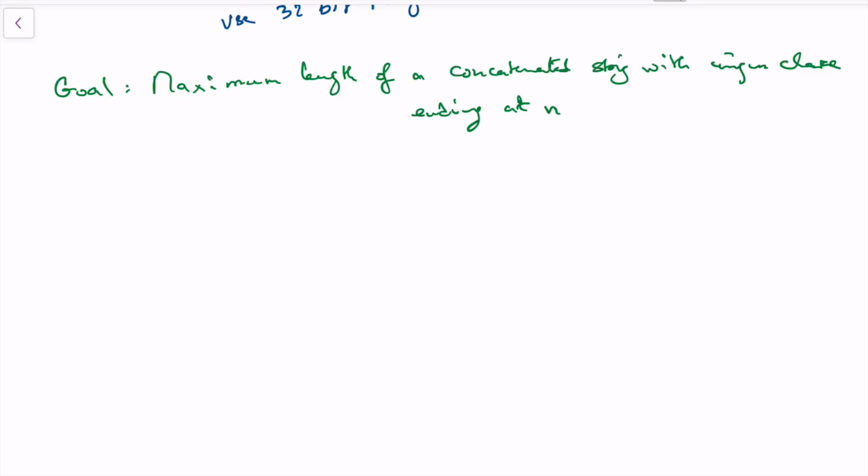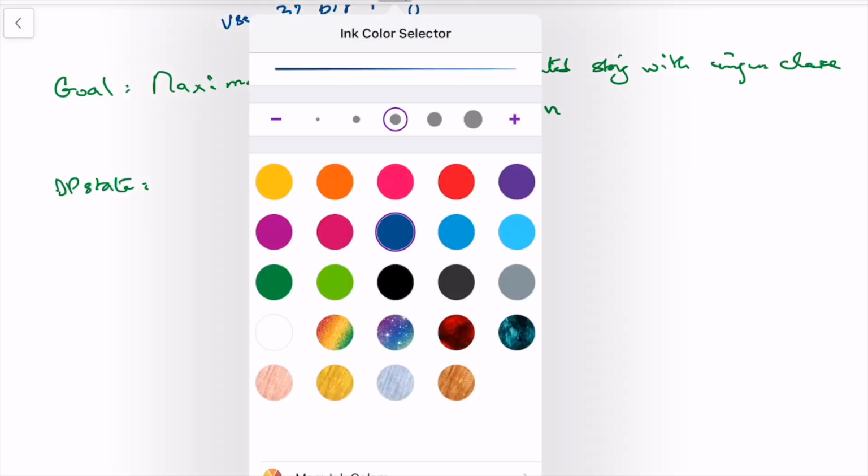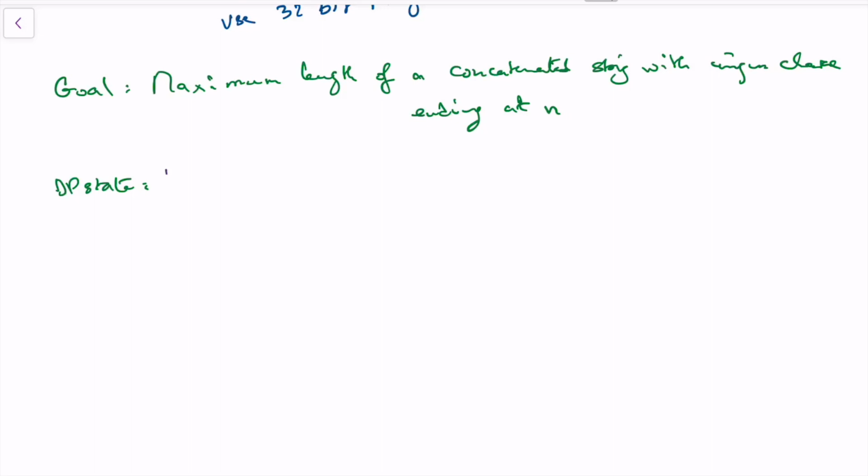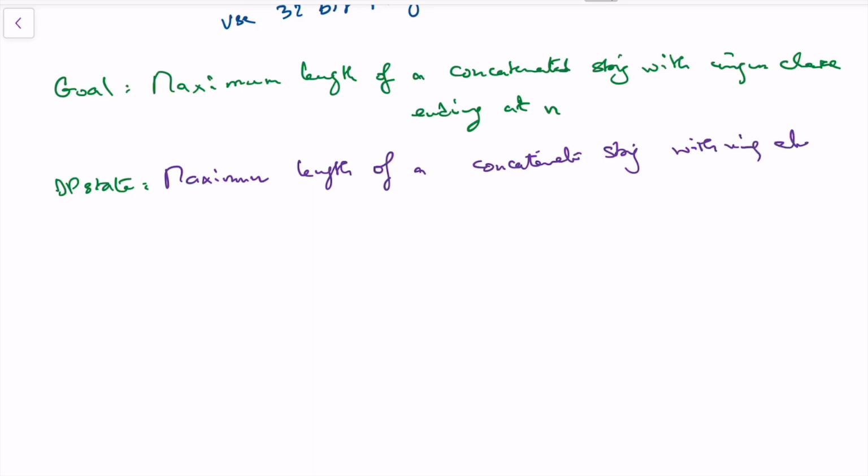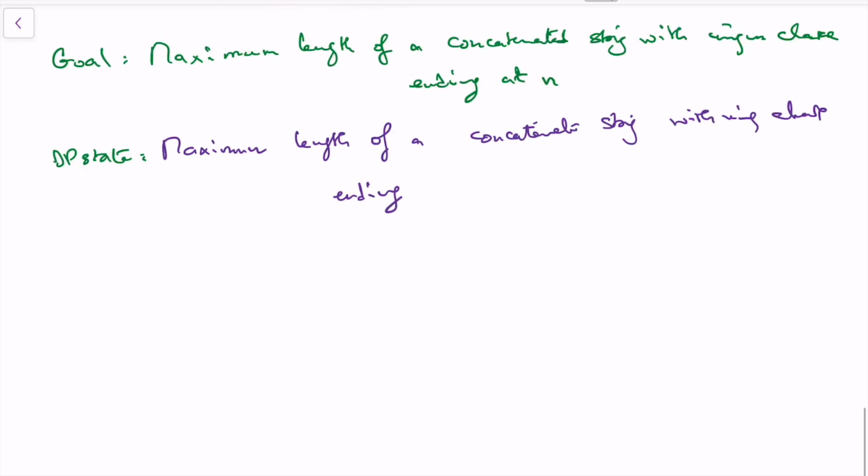And so our DP state would be just this, just for a subproblem, right? So our DP state is just the maximum, so exactly almost the same thing, the length of a concatenated string with unique characters, but ending at I, so that we can have a subproblem, right?